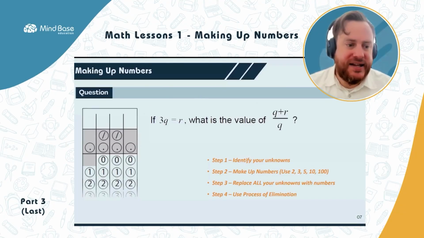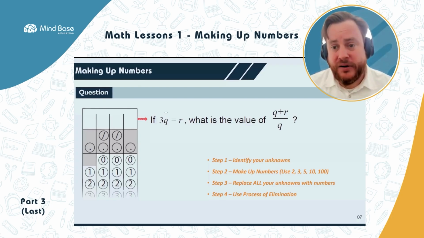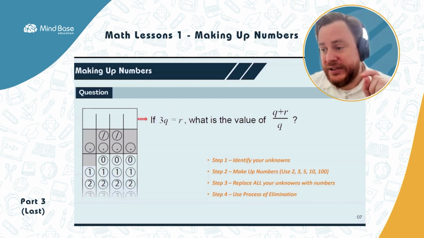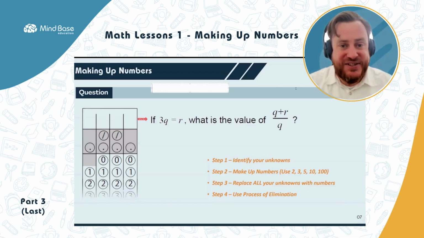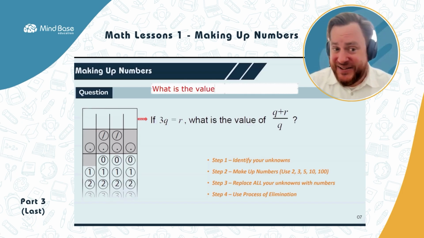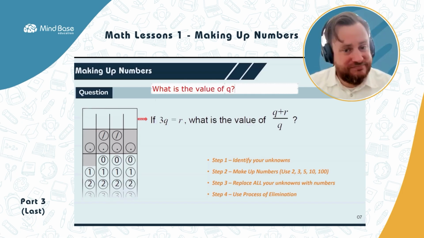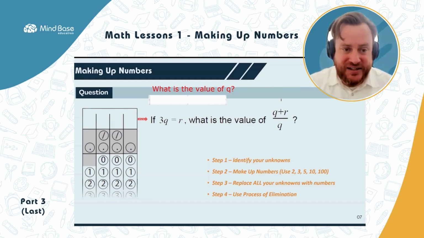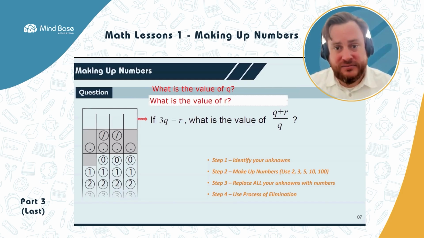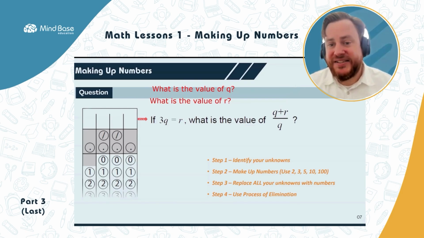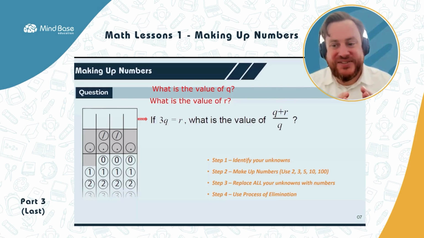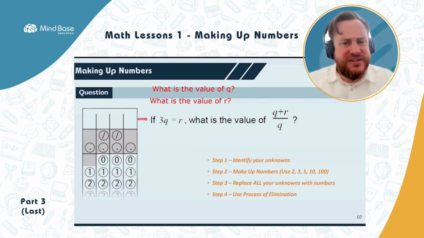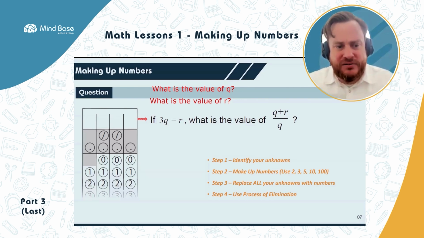So let's do this one. It says, if 3q equals r, what is the value of q plus r over q? Now, let me ask you a rhetorical question, okay? Does this question say, what is the value of q? Does this question say, what is the value of r? No. Because it's asking you for the value of q plus r over q, this question is essentially asking you, hey, what's the relationship between q and r?